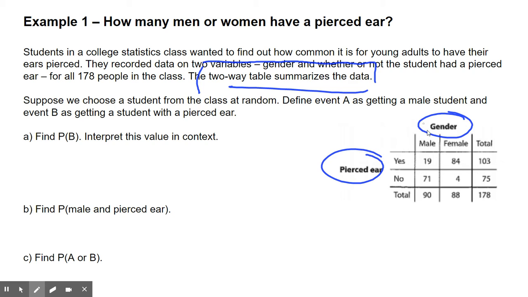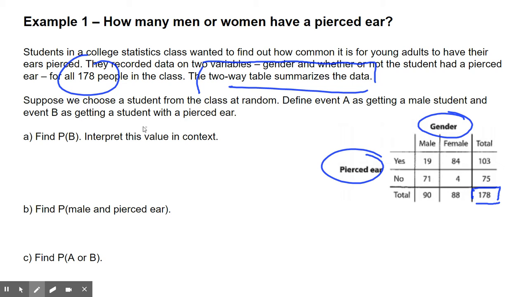So the gender are going to be the columns: male, female, and total. The pierced ear is the rows: yes, pierced ear, no pierced ear. Each of these boxes represents 2 events, male and having pierced ears, male and not having pierced ears. So be aware of that. And then the 178 in the bottom right corner is the total of everybody.